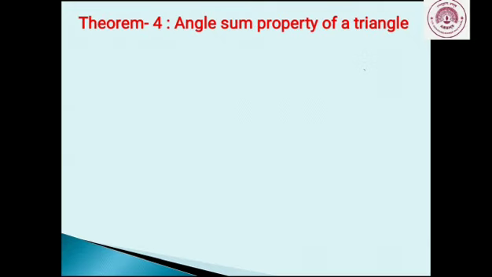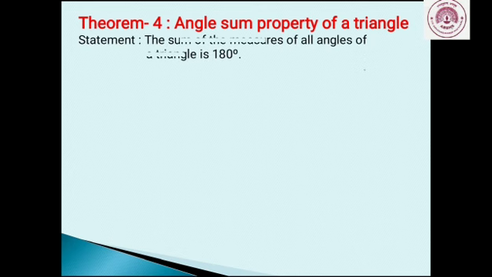Angle sum property of a triangle. Statement: the sum of the measures of all angles of a triangle is 180 degrees. Now, a triangle is a three-sided closed figure with three angles, and the sum of these three angles is 180 degrees. We will prove this in this theorem.